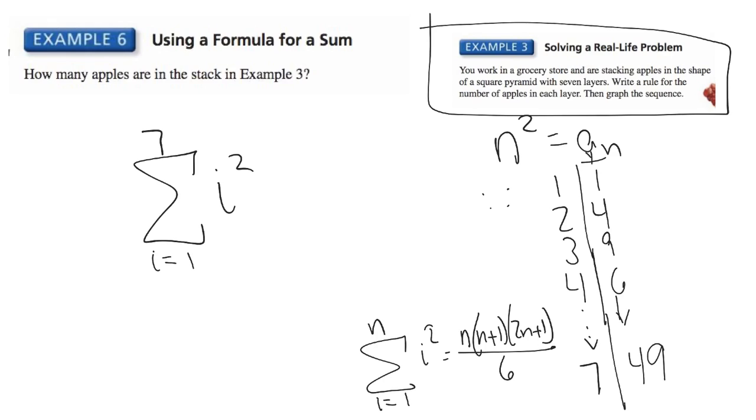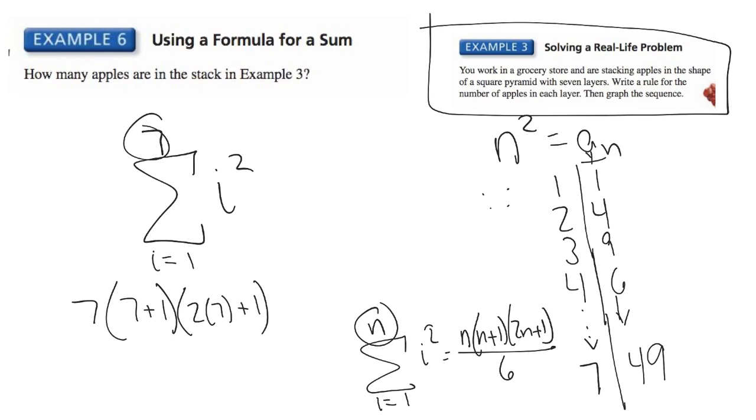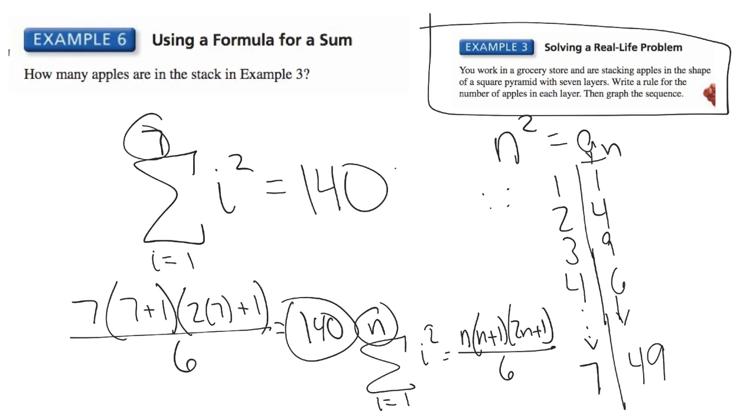So we're now going to plug in these values to solve. n is 7, the number that's up top. So we're looking at 7 times 7 plus 1 times 2 times 7 plus 1, over 6. That's 7 times 8 times 15 divided by 6. That gives you 140. So that is our sum for example number 3.